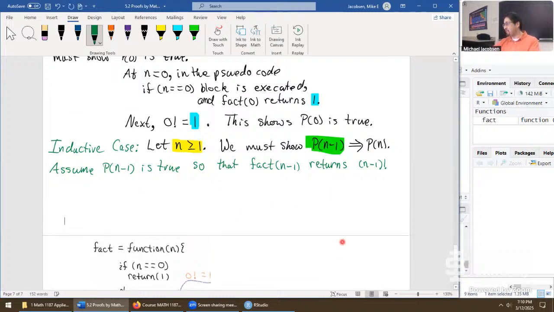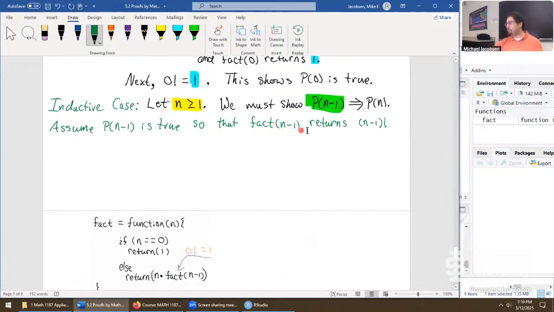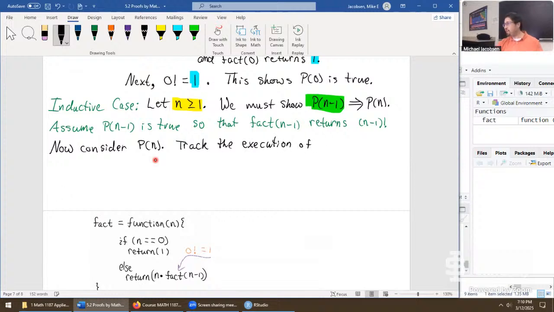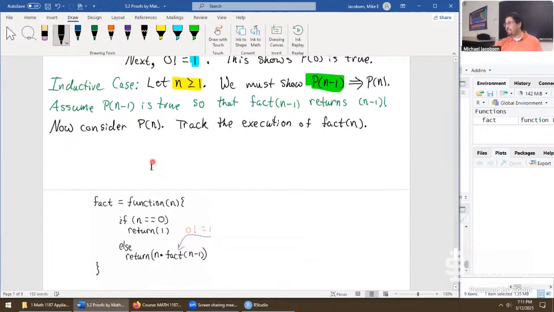So that's going to be our next steps on this. So this is a big assumption: factorial(n-1) returns (n-1) factorial. Now consider P(n). So for considering P(n), let's track the execution of the function we defined, factorial(n). So let's come down here, see what happens. First question is, does that block execute? I would see what would happen with this block here.